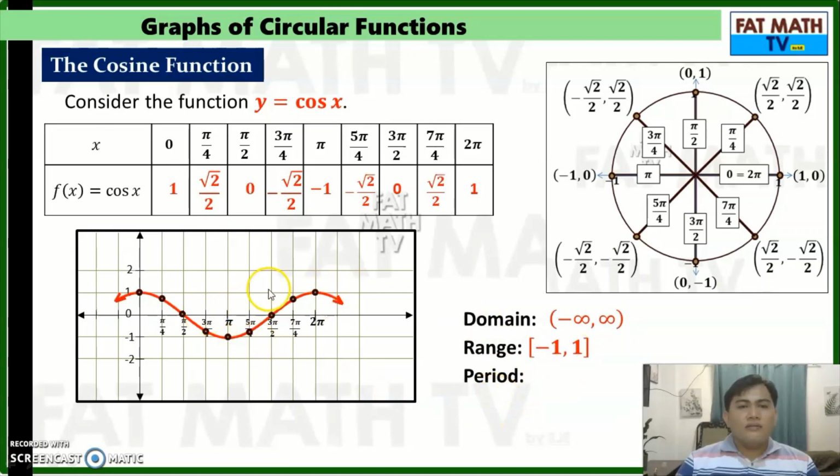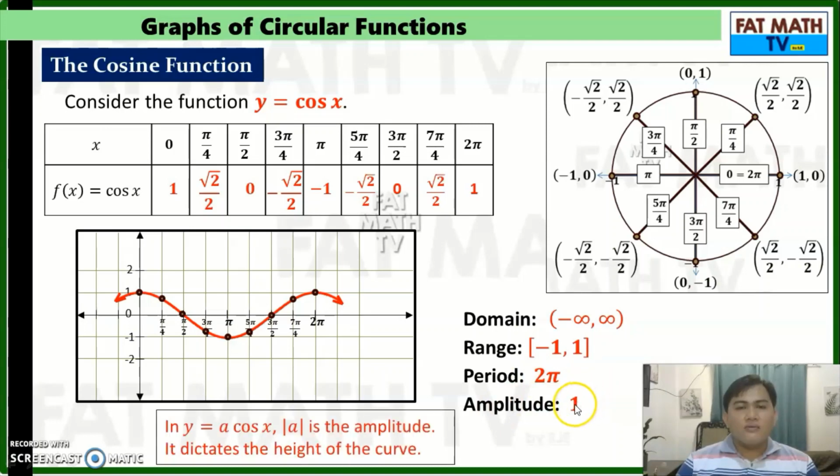For the period, it's also a periodic function. It will repeat, and one whole cycle completes after 2 pi units. That's from 0 to 2 pi, so that's one whole cycle. So the period is 2 pi, like the sine function. And the amplitude is the height of the graph. It's also 1.